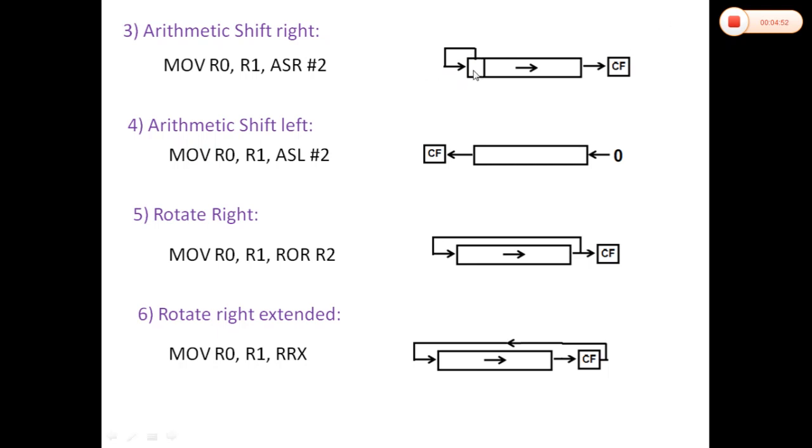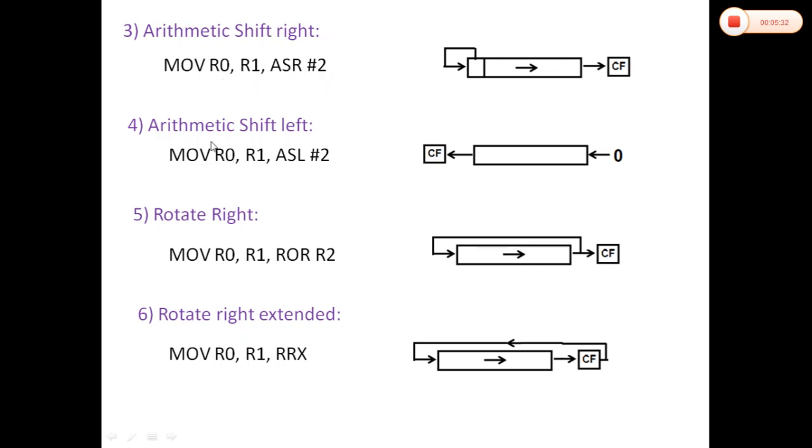For example, if the number is negative, this bit will be 1, and that 1 should be retained when the number is being shifted right, or when the number is positive, this bit will be 0 and that bit should be retained. So this operation is performed in the arithmetic shift right operation. The least significant bit which emerges out will be taken into the carry position as usual. The corresponding instruction looks like this: MOV R0, R1, ASR #2. Content of R1 will be shifted right by 2-bit positions and the result will then be moved to R0.